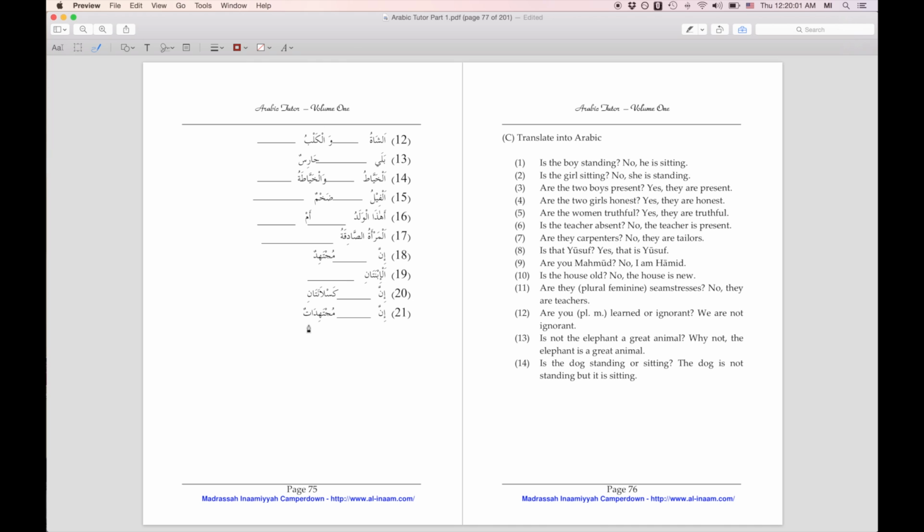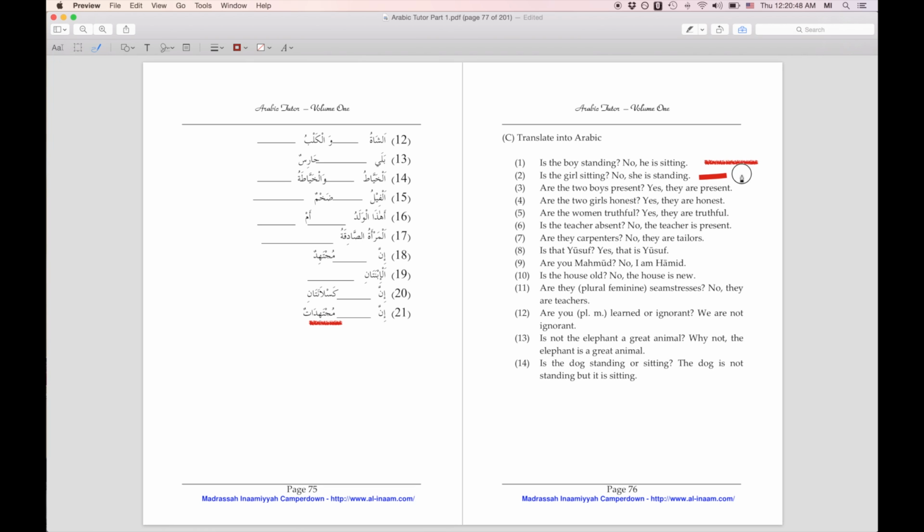This mujtahidatun, that is the form for jama muannas. So we'll say innal muallimatun. Actually, it'll be innal muallimati, with a kasra. Innal muallimati mujtahidatun. Verily, the teachers are diligent or hardworking and so on. C. Translate into Arabic. Is the boy standing? No, he is sitting. Halil waladu jalisun? La. Huwa qa'imun.